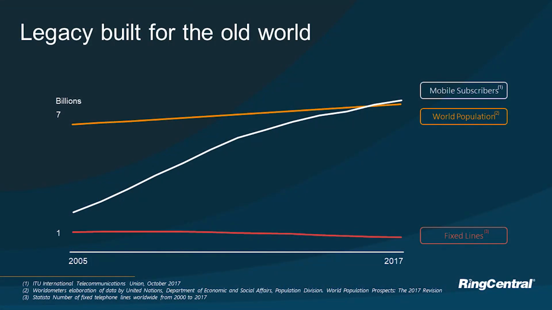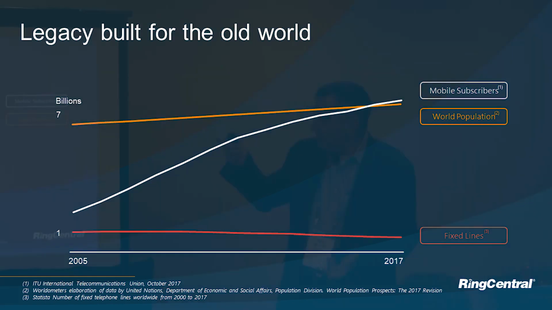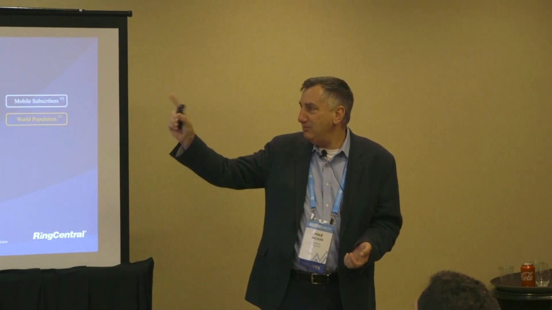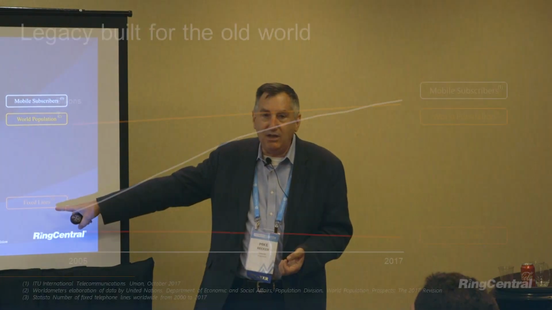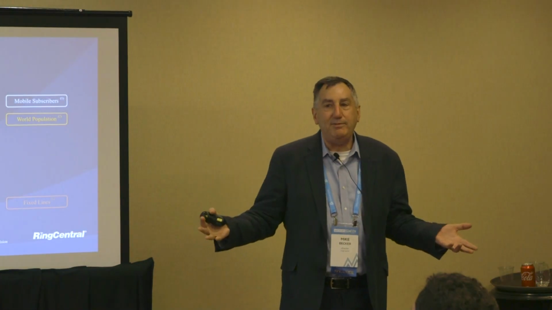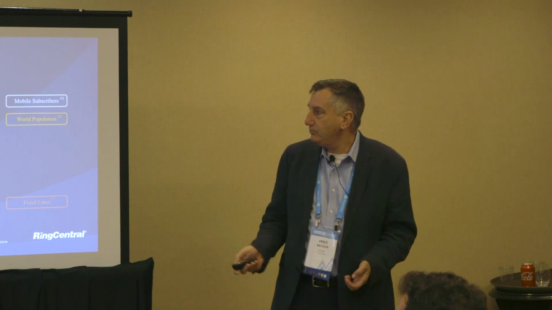And now I'm going to set the context for Ringcentral. There are some macroeconomic trends going on in the world today that are propelling our growth. First of all, there's roughly a little bit over 7 billion people in the world. And apparently, they have more than one phone. Right? There are more mobile subscribers than there are people in the world. And at the same time, fixed lines are decreasing. So cell phones are becoming ubiquitous. They're everywhere.